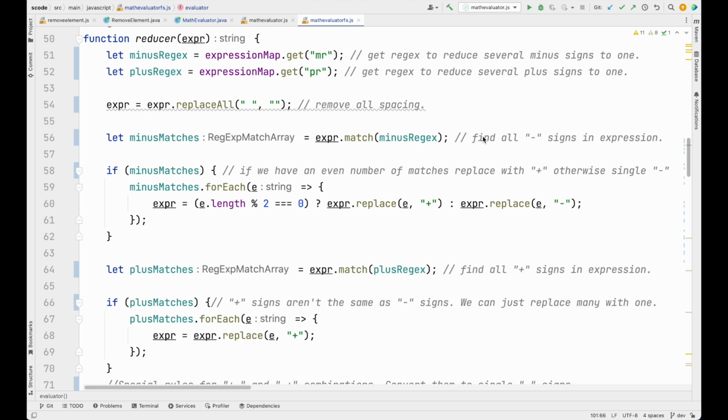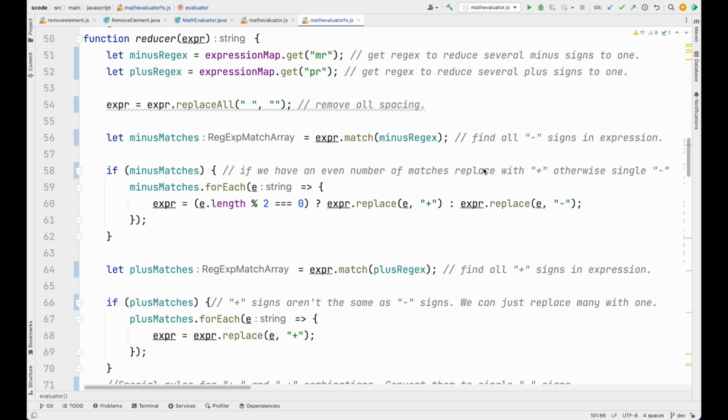At the very next line, on line 54, you see the expression is going to be replacing all of the spaces with empty strings. So we're effectively removing all of the spacing. This will help us out tremendously, as we don't have to worry about any spaces in between numbers or signs of any kind within our expression.